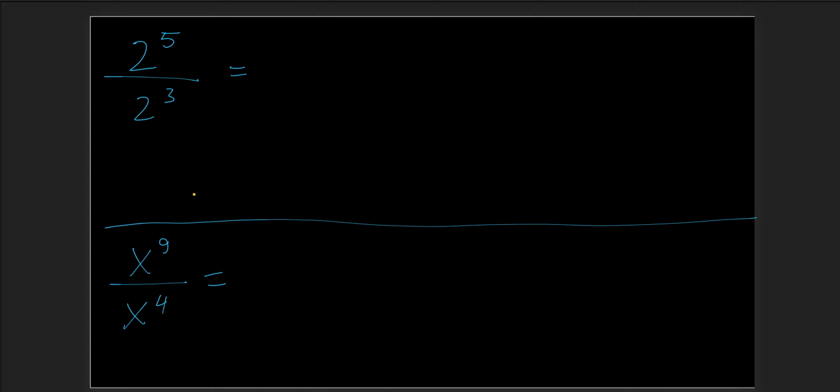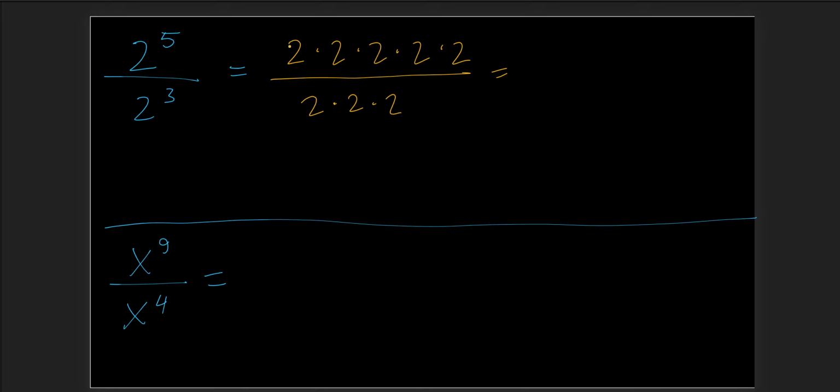Now we take a look at division. We looked at multiplication when the bases are the same. Now we'll look at division when the bases are the same. So if I have 5 2s on top and 3 2s on bottom.